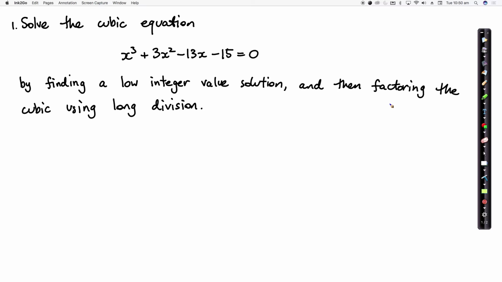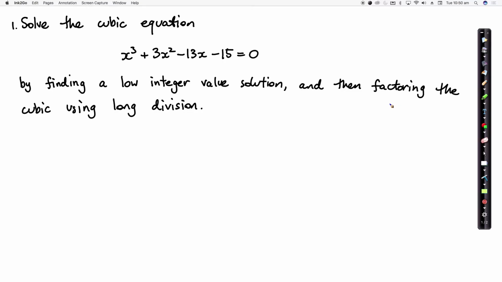And the question actually tells us how to solve this equation, gives us the method. And this is the standard method for solving these things. So what we're going to do is use trial and error to guess an integer value solution to the equation. And then once we have that solution, that gives us a factor of this cubic. And we're going to use long division to work out the remaining factor. And that will be a quadratic. And then we have standard methods for solving quadratic equations. So eventually we'll get 3 solutions to this equation.